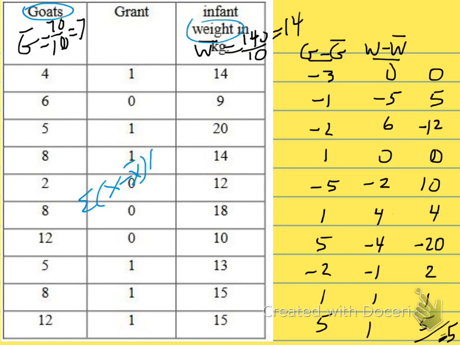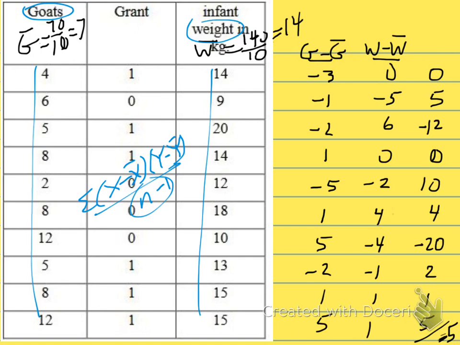So that's the covariance, and the covariance is defined, if you'll recall, as the sum of x minus x bar times y minus y bar, divided by n minus 1. Here n minus 1 is just 9. We have our x's here and our y's here, so we need to calculate the mean of each one of the x's and the y's.